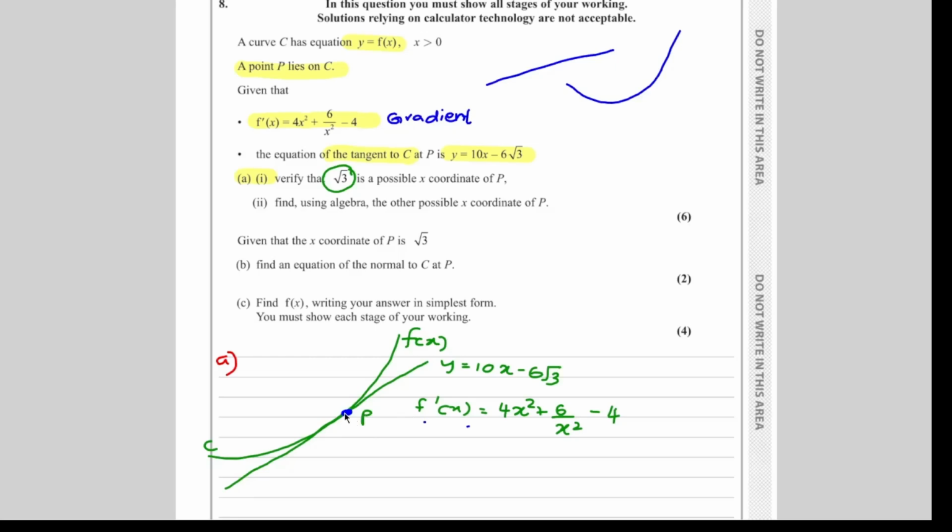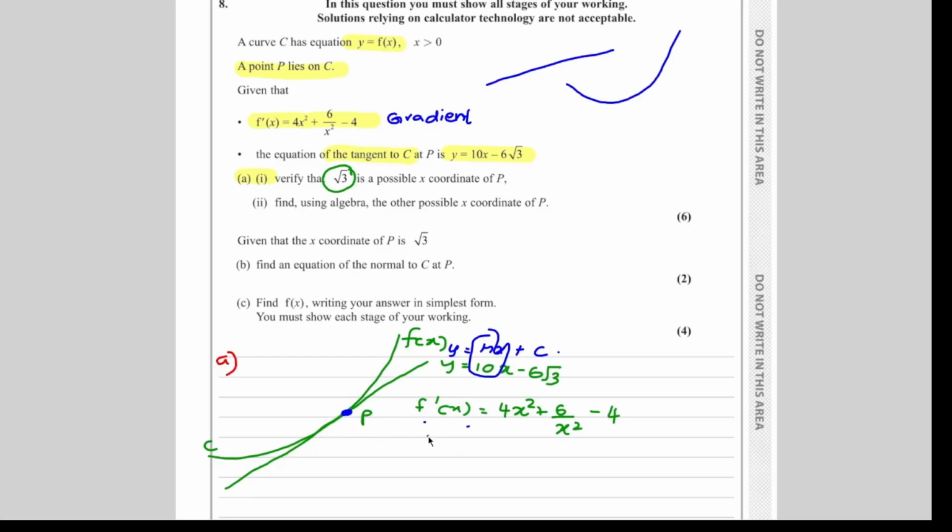So what's the gradient of this point? The gradient of the tangent is the same as the gradient of the curve at this point. So what's the gradient of the tangent? Let's move on to this one. This is y equals mx plus c. Here the m represents 10, then the gradient of this tangent is 10. Then the gradient at this point is 10.